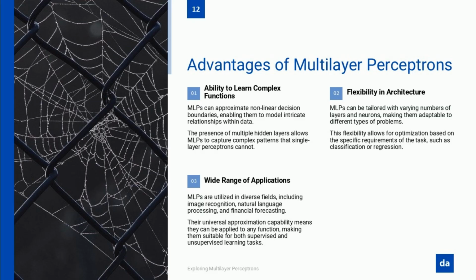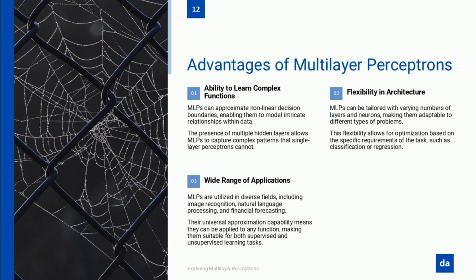Now that we've seen how MLPs are being used in the real world, let's take a step back and ask, why are they so powerful? What makes MLPs different from traditional machine learning models, and why do they dominate so many AI applications? The first big advantage is their ability to learn complex nonlinear patterns. Unlike simple models that can only handle straight-line relationships, MLPs can recognize intricate patterns, relationships, and hierarchies in data.